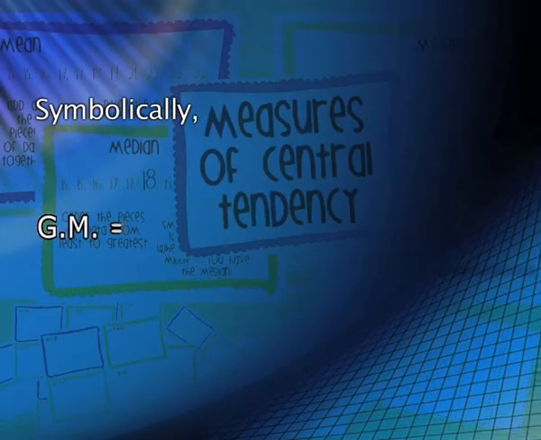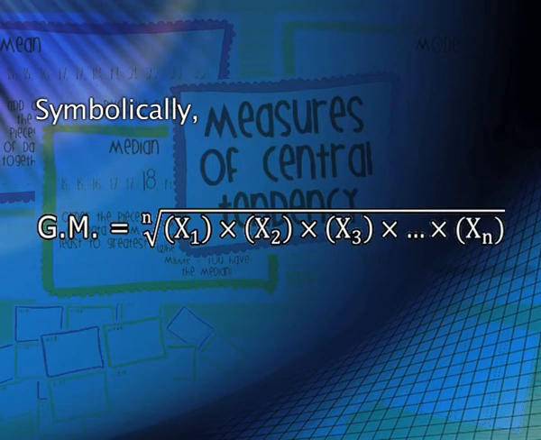Symbolically, it is represented as GM, which is equal to the nth root of x1 into x2 into x3, and so on into xn, where x1, x2, x3, etc. are the various items of the series.